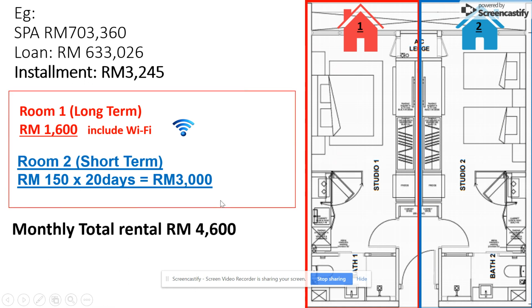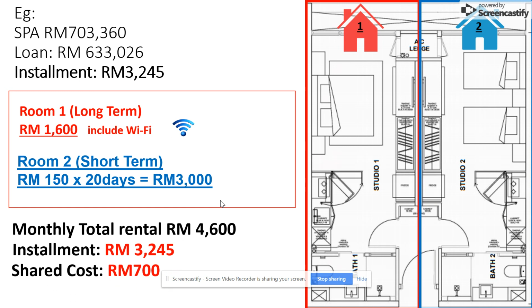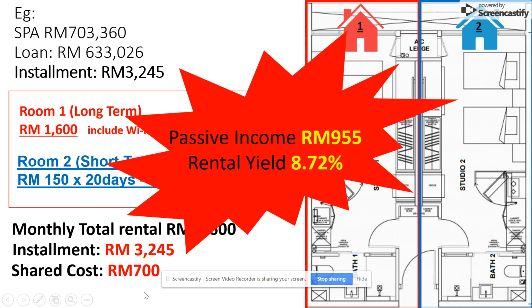So let's take a look at our rental. Total up to 4,600, and your installment is 3,245. So this gives you a higher rental yield. Now, not to forget there's some shared cost also, because you're running it as Airbnb. So you will need some cleaning fees and management fees. According to the standard rate, it's about 700. Let's deduct that, and you're getting a passive income of 900 something. This will work out to a rental yield of 8.72, which is even higher. So I implement one short-term rental, I get a higher rate.